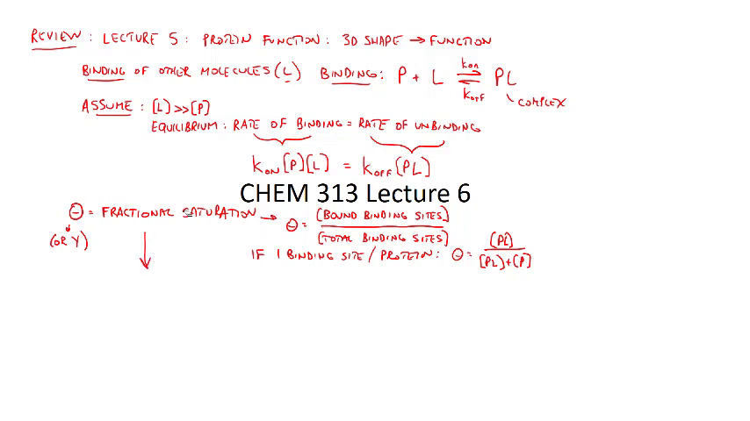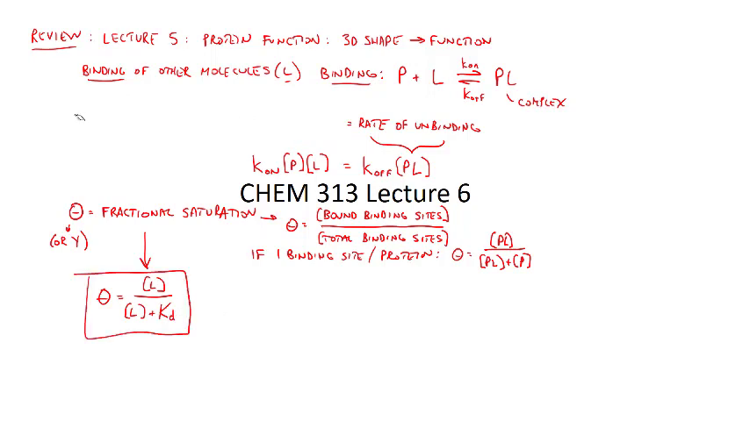And we've said before that if you make these assumptions that we already talked about, it can be shown that theta is going to be equal to concentration of ligand over concentration of ligand plus Kd. And if you were to make a graph of theta as a function of ligand concentration, you would get a curve that trends towards theta equal to 1 without ever quite getting there.